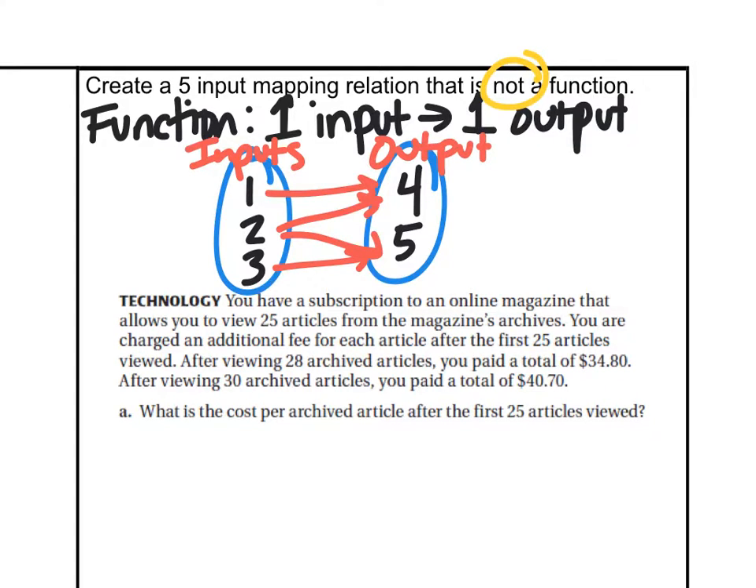The reason this is not a function is because of the 2. Because the 2 goes to 4 and 5. 2 can't go 2 different places at once. That's impossible, and so that's not a function. It's okay, however, that 1 and 2 are both going to 4. Think about it like this. I could send 2 students to the nurse at the same time, but you cannot be in the classroom and the nurse's office at the same time.